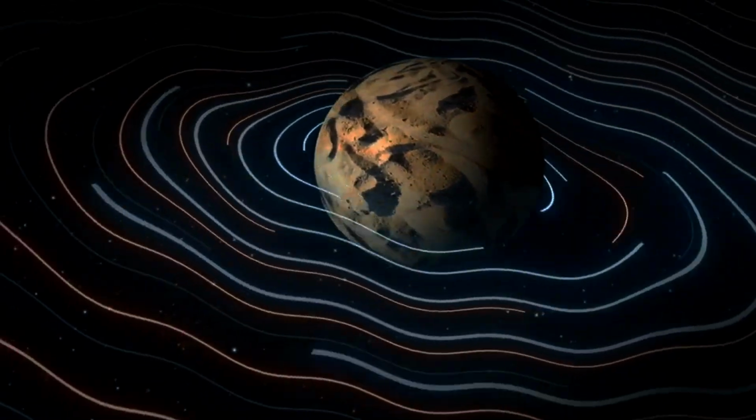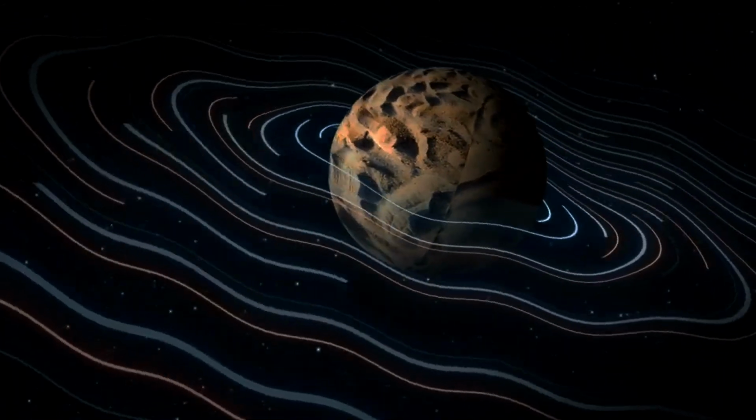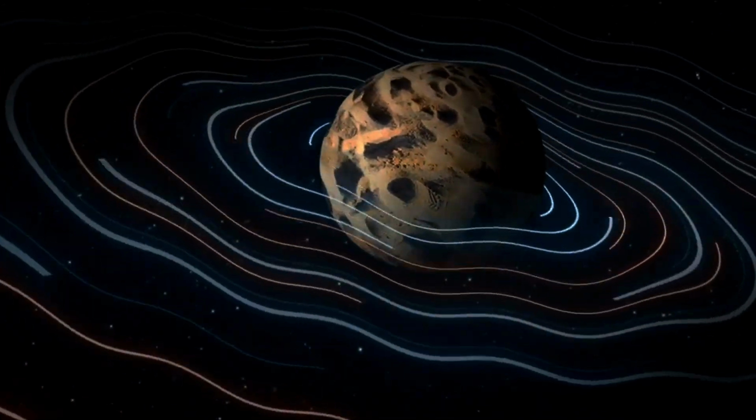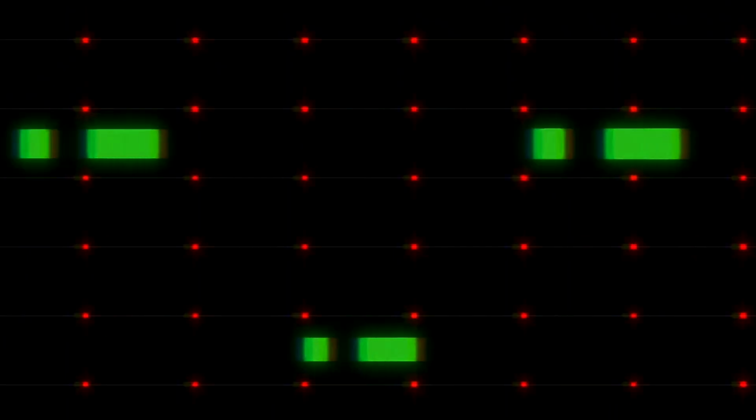Absolute space, as proposed by Sir Isaac Newton, is the notion that space exists as a vast, unchanging stage where all events unfold. It's like an invisible grid that gives each object a precise location, independent of everything else.